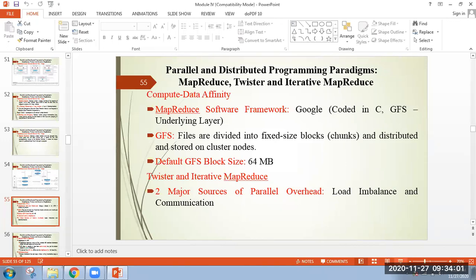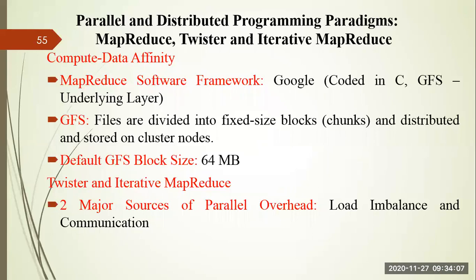Now come to compute data affinity. The MapReduce software framework was first proposed and implemented by Google. In early days, the first implementation was coded in C, which was a very popular language at that time. Nowadays you are using Python or some advanced language. That implementation takes advantage of the Google file system as its underlying layer, so MapReduce could perfectly adapt itself to the Google file system.